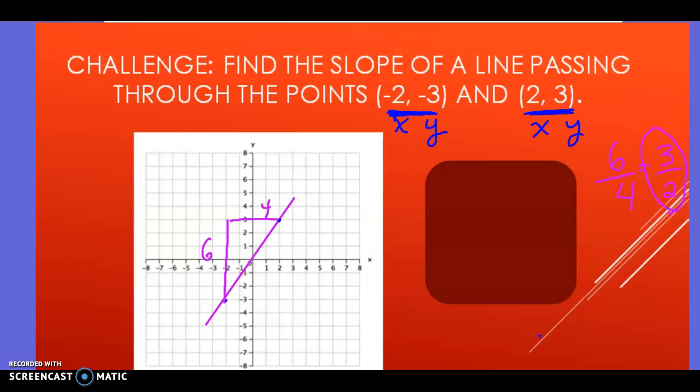So if I'm given 2 points, one strategy I can use is to plot the points, connect them, and calculate the rise over run like we've been doing. So it seems like that would work out perfectly. I wouldn't need any other strategies to do that.